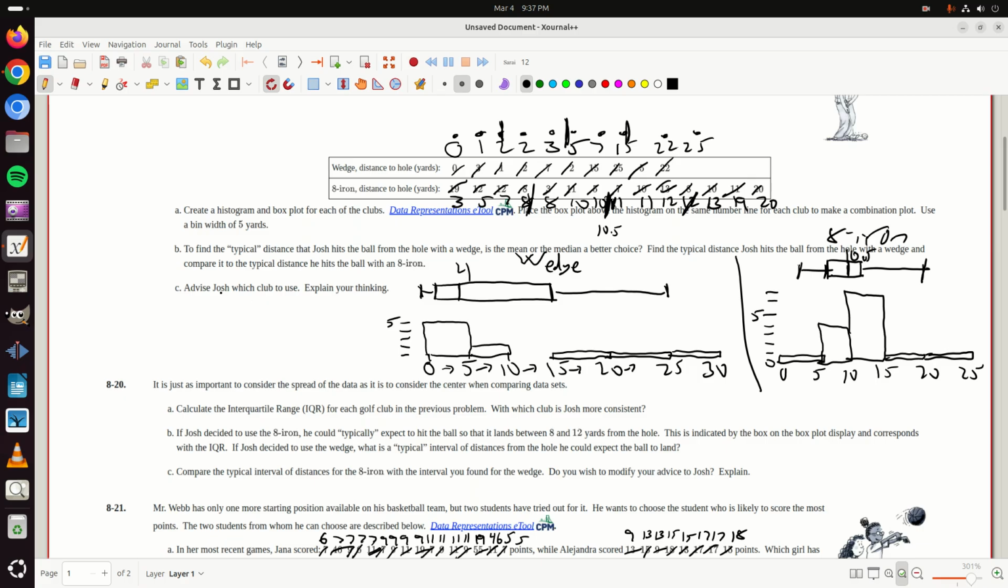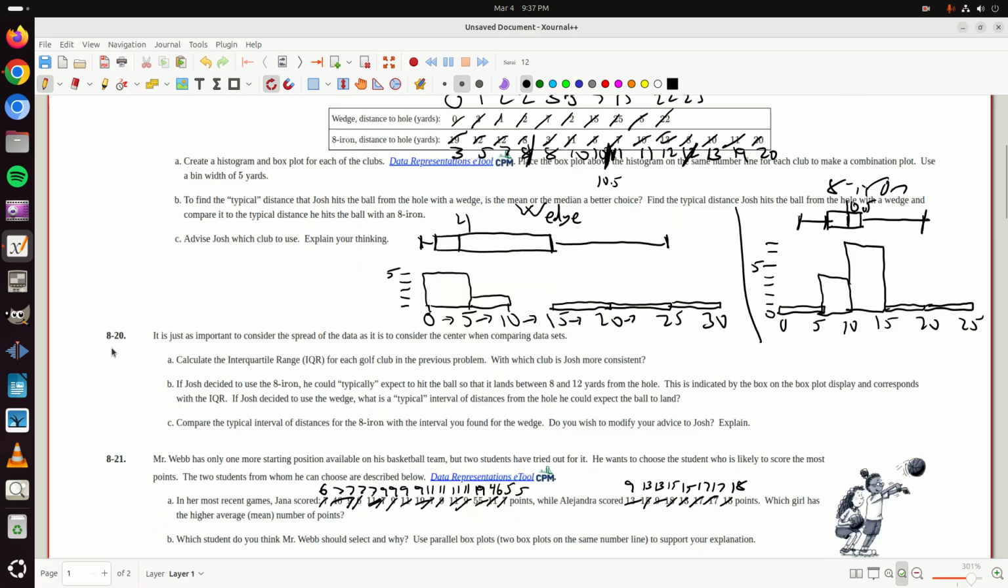Now, advise Josh which club to use. Explain your thinking. I guess it's easy to say that he should use the wedge because typically, 50% of his shots are closer, but that's not necessarily looking at it all together. He's definitely more consistent with the 8-iron, so that could come into play as well. But I guess for now, we'll just say the wedge and then go from there. I think the book's going to lead us to saying the wedge is better here, but then if we consider other things, the 8-iron is better, and then you're sort of situational.